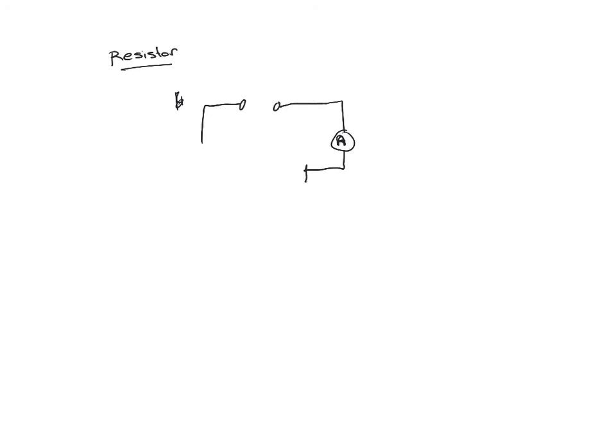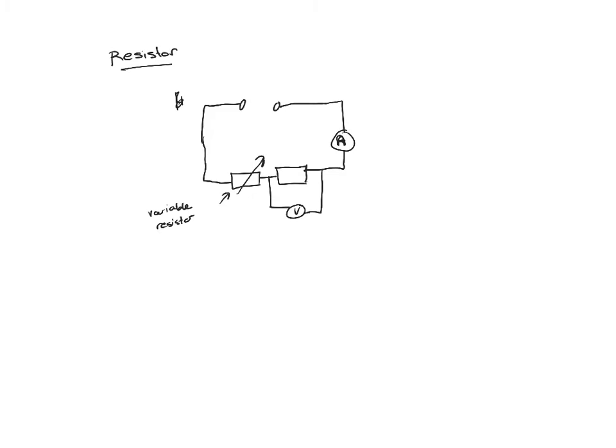Then I can place my resistor, a variable resistor, because we need to be able to collect a lot of values for current and potential difference, and the only way to do that is by adjusting the resistance in the circuit. So the variable resistor does that. And obviously our component needs a voltmeter to measure the potential difference across it.